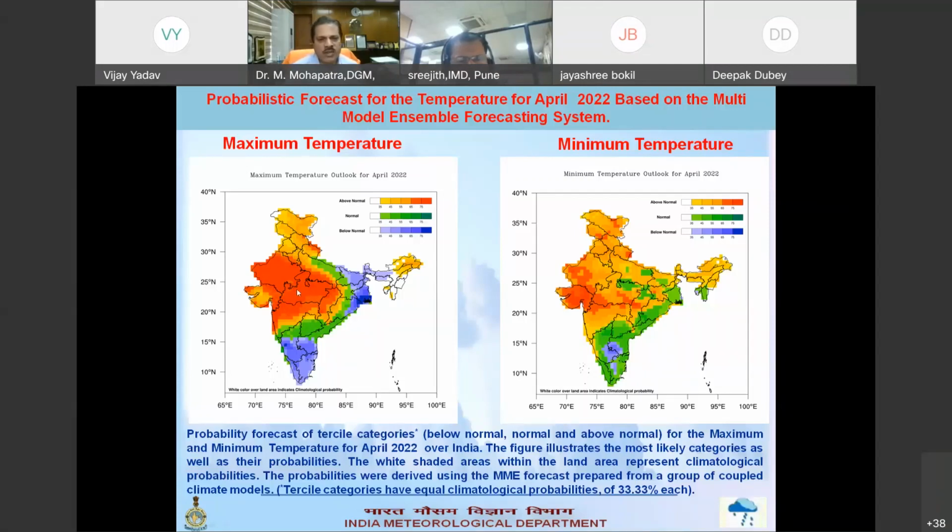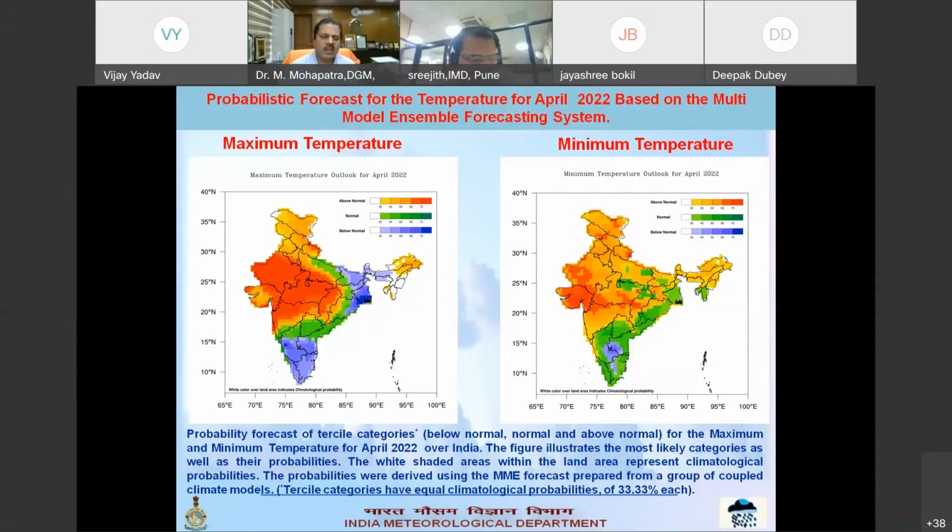In this area, if you just look, the probability is quite high. There is a 60% to 75% probability that temperature will be above normal over this central part of the country, that is Gujarat, Rajasthan to the northern part of Maharashtra, Madhya Pradesh and Chhattisgarh, and southern parts of UP and southern parts of Haryana. For this area specifically, there is a high probability that temperature will be above normal.